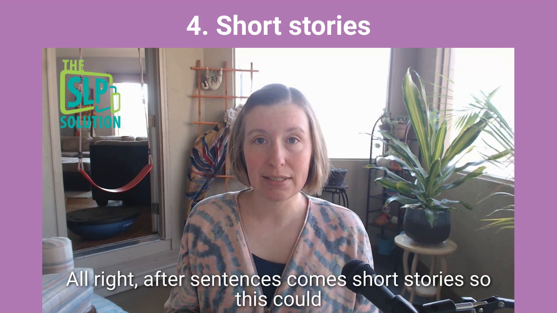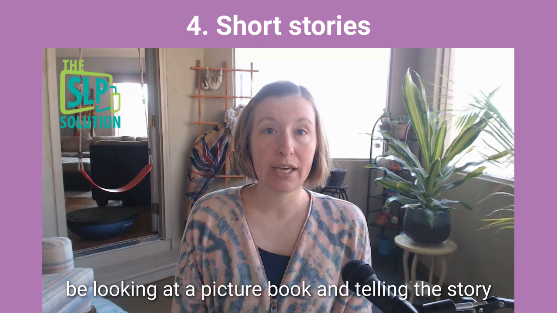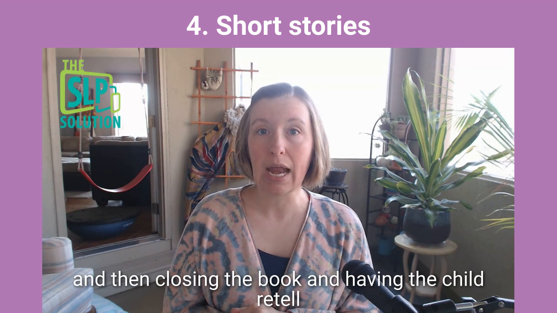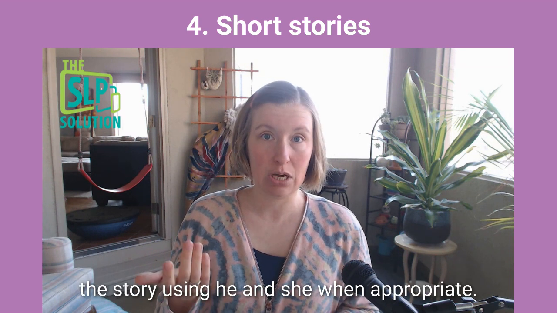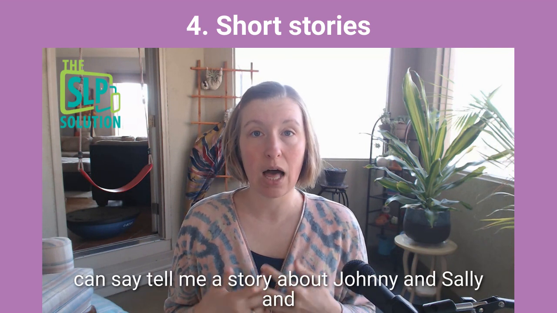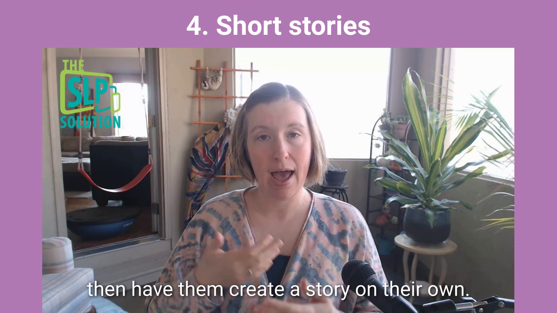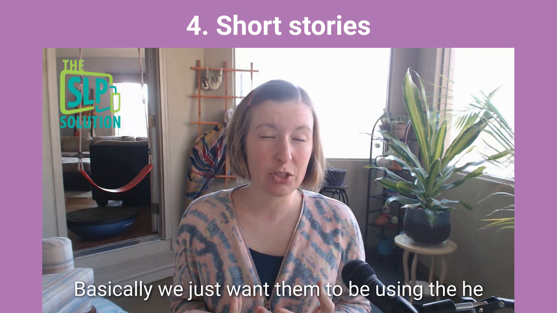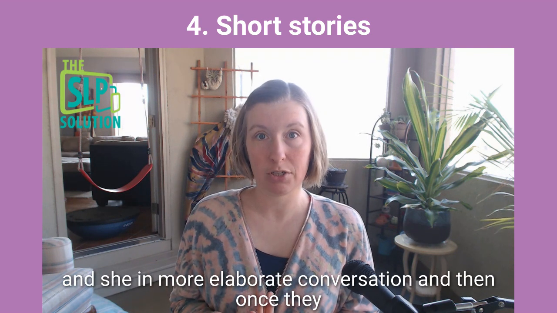All right, after sentences comes short stories. So this could be looking at a picture book and telling the story, and then closing the book and having the child retell the story using he and she when appropriate. You can also have them make up a story. So you can say, tell me a story about Johnny and Sally, and then have them create a story on their own. Basically, we just want them to be using the he and she in more elaborate conversation.